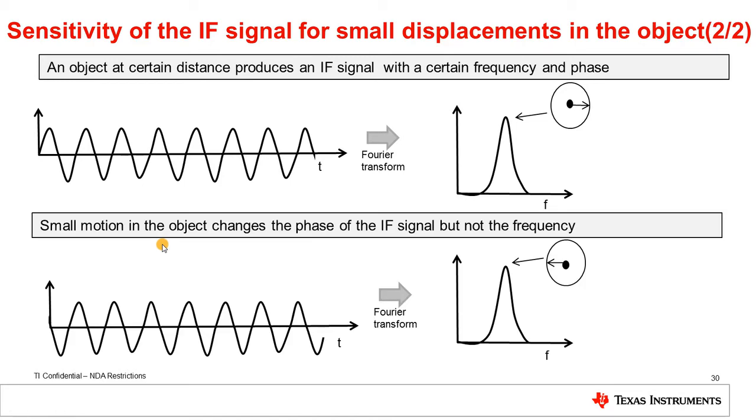That changes the starting phase, and as you can see here, the phase has changed by 180 degrees in this example because I'm assuming a motion of 1 millimeter. And correspondingly, the peak of the FFT, the location remains the same, but the phase of the peak has changed by 180 degrees. So it's 0 here and 180 degrees here.